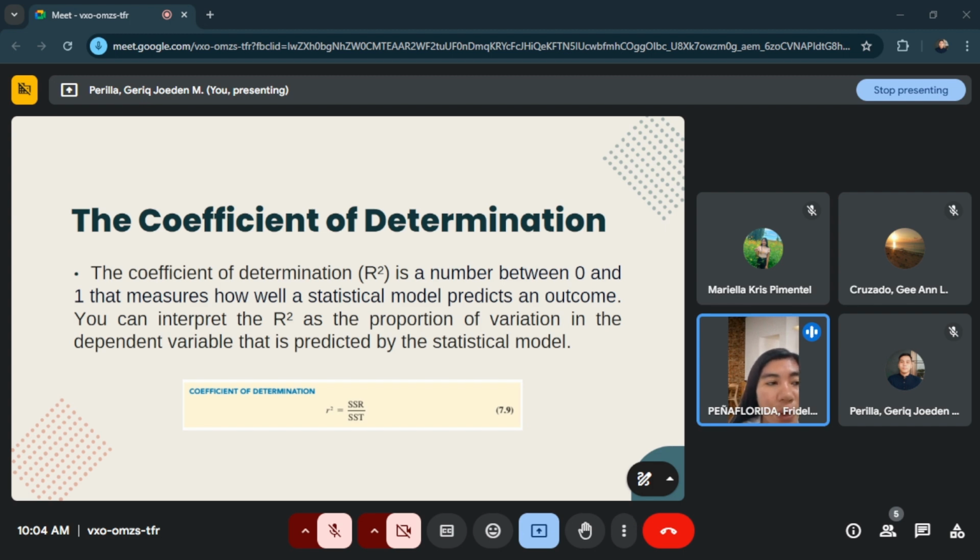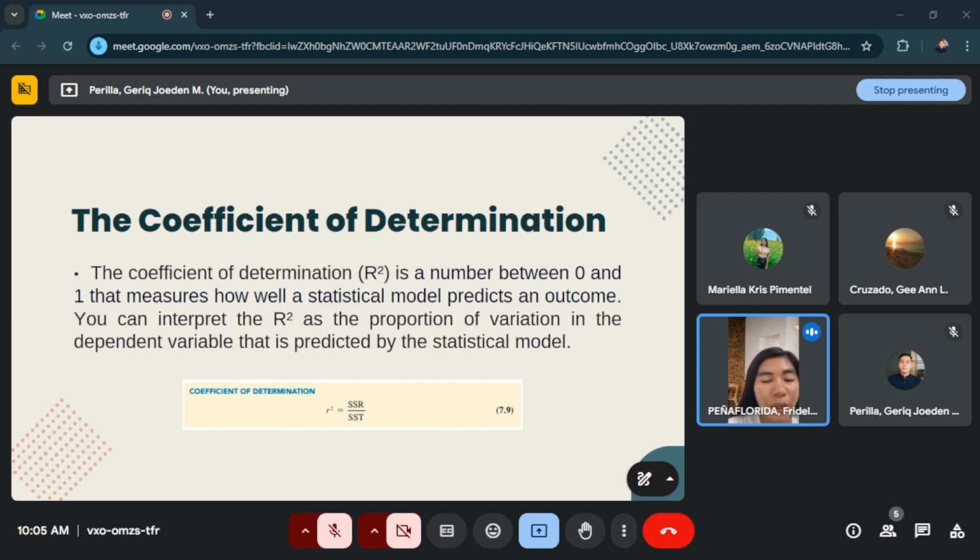So if R squared equals 1, it means that the model perfectly explains the data, or all variability is explained by the regression. And if R squared equals 0, it means the model does not explain any of the variability in the data. So, the higher the R squared, the better the model fits the data.